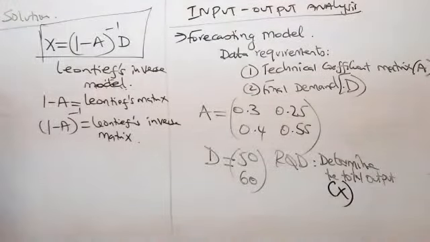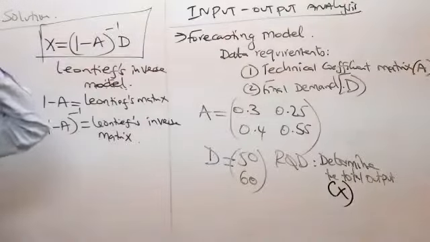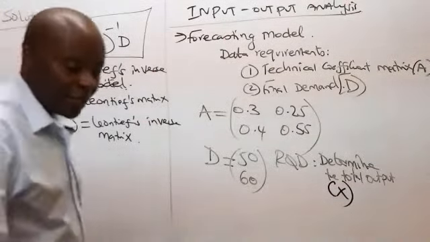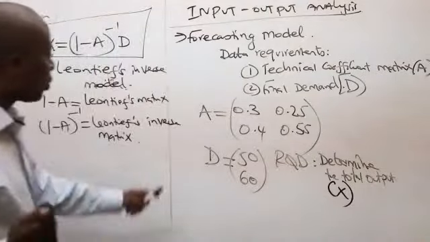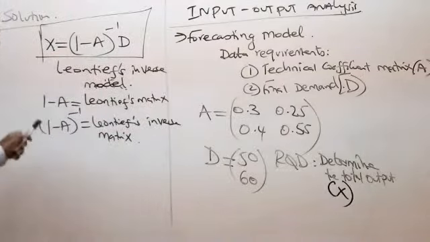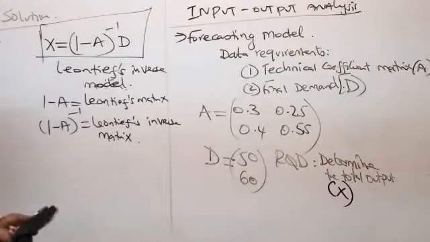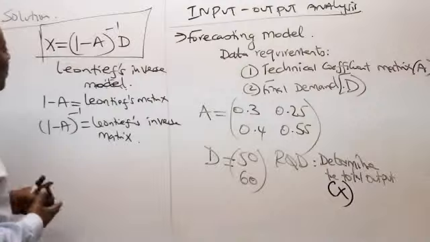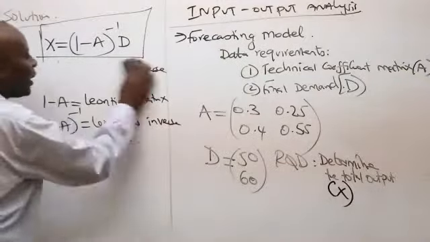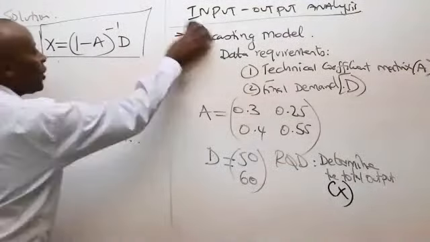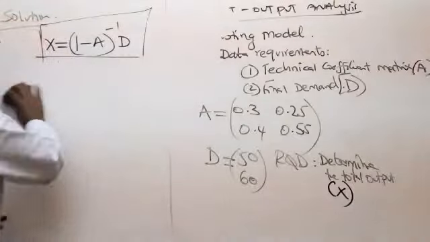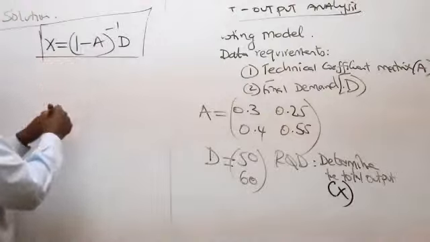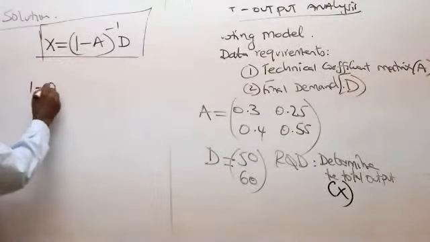Great. Ladies and gentlemen, listen to me very well. The first thing we want to do in this question, if you are following this model, is to get this Leontief's matrix, because it is the Leontief's matrix that we want to invert. So this is what I want us to do: ascertain what we call I minus A.